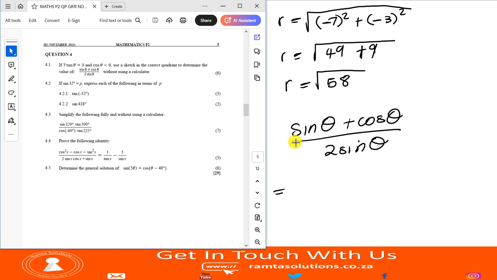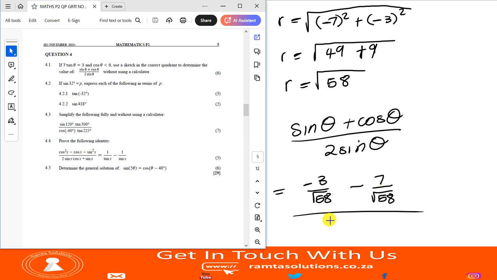Remember, sine is opposite over hypotenuse, which is y over r. What is y? Our y was minus 3. Our hypotenuse, we just found that it's the square root of 58, isn't it? Okay, I can leave it like this. Minus, what is cos? Cos is x over r. What is the value of x? It's minus 7. So it's minus 7 over square root of 58.